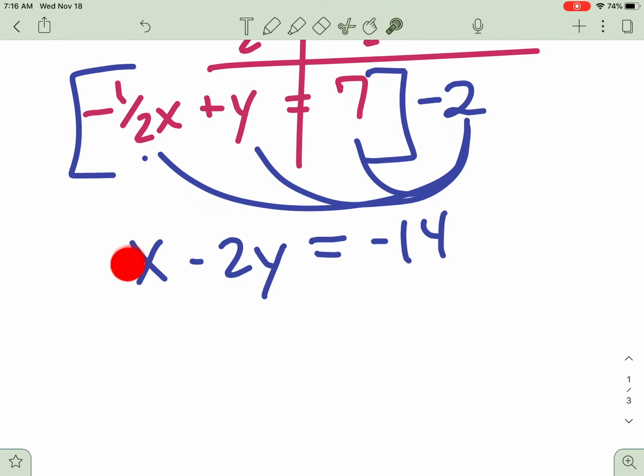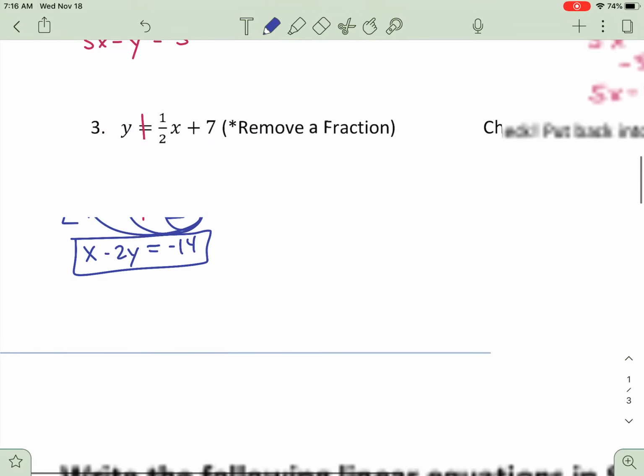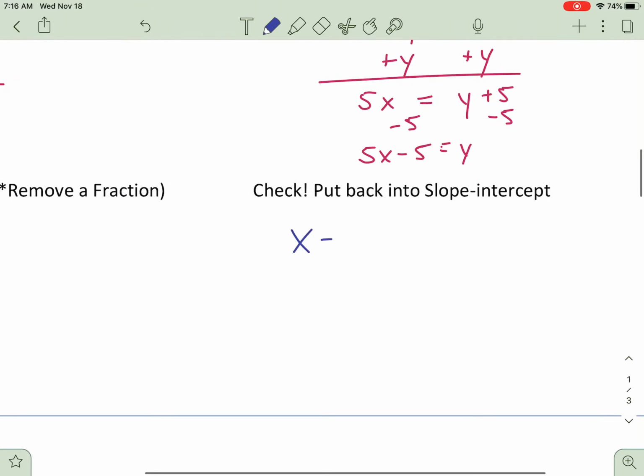So again, you're just distributing the 2 to all the coefficients. Now x and y are on the same side, x is positive, and they're all whole numbers. That would be our answer. And now our check work.